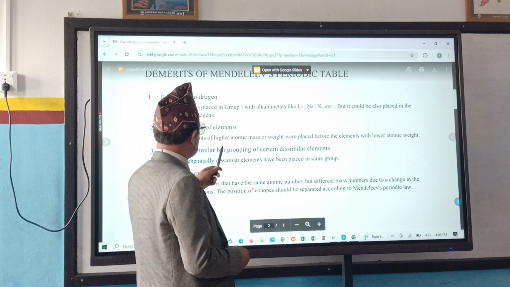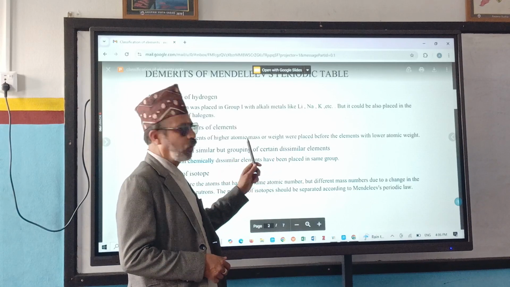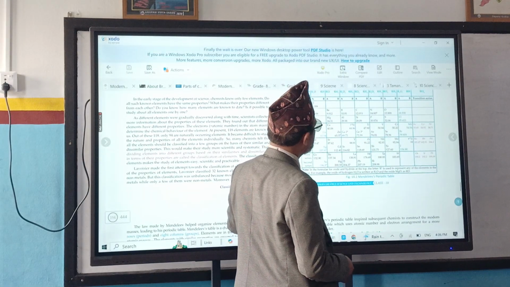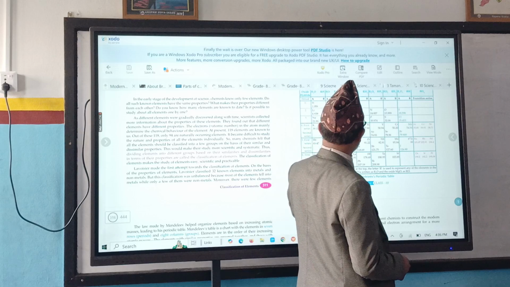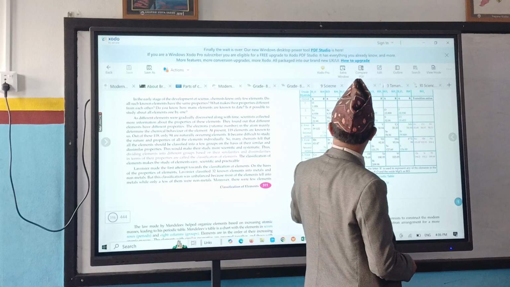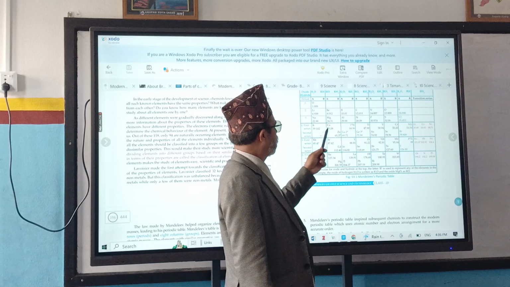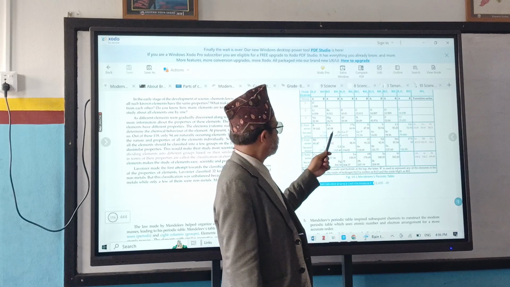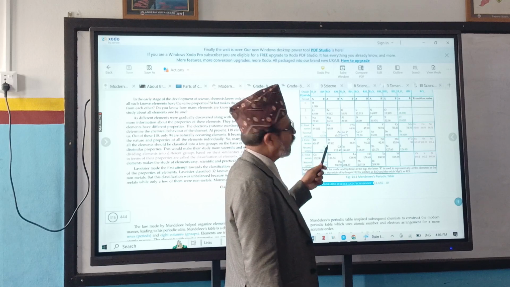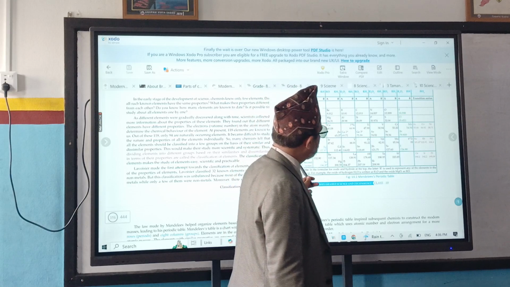Anomalous pair of elements. It says elements with higher atomic mass were kept earlier than lower. For example, I will show you here: chlorine, calcium, gallium, tin, potassium. What is the atomic mass of potassium? What is the atomic mass of this calcium? 40. This is more than one actually. So the next one also, let's see here.